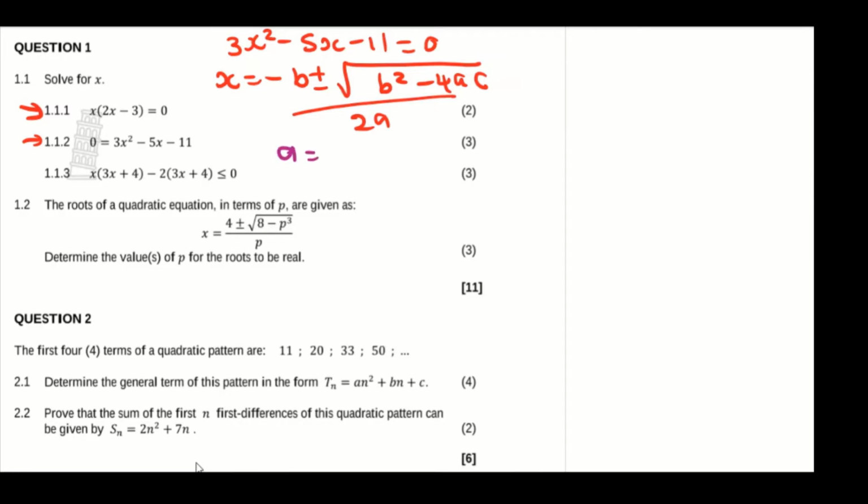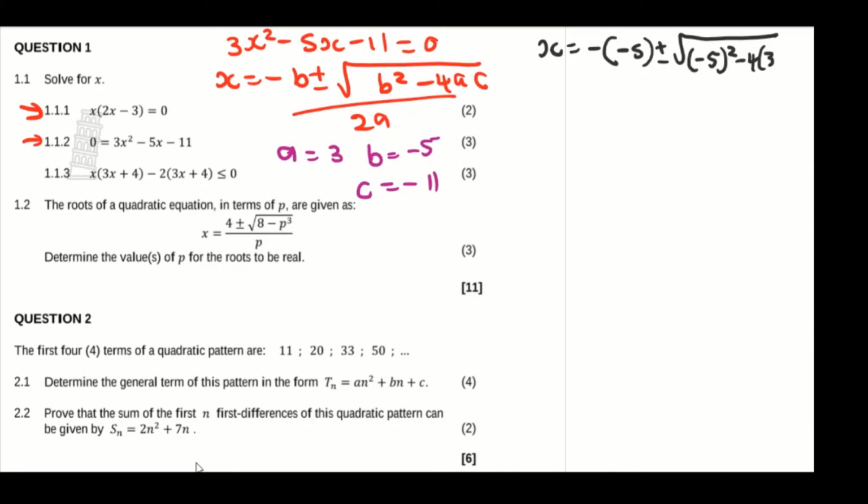Our value of a in this case is 3, our value of b is minus 5, and our value of c is minus 11. By substituting, we have x equals minus b, as I said, it's minus 5, plus or minus the root of minus 5 squared minus 4, and then our a is 3, our c is minus 11, close, and then we divide by 2. Because in this question we're not told whether to leave our answer in surd form or decimal form, I guess you have to choose which form you prefer the most.